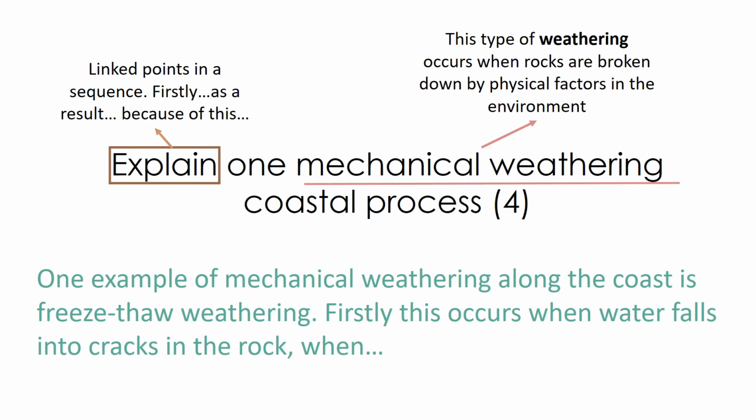You now need to apply your knowledge. Please write out the question with annotations. Explain 1 mechanical weathering coastal process, worth 4 marks. I've given you a starter sentence. The process must be written in the correct logical order, i.e. a sequence. It has to make logical sense.